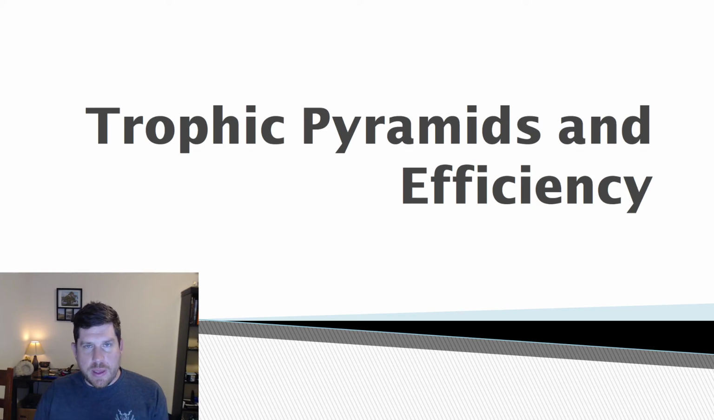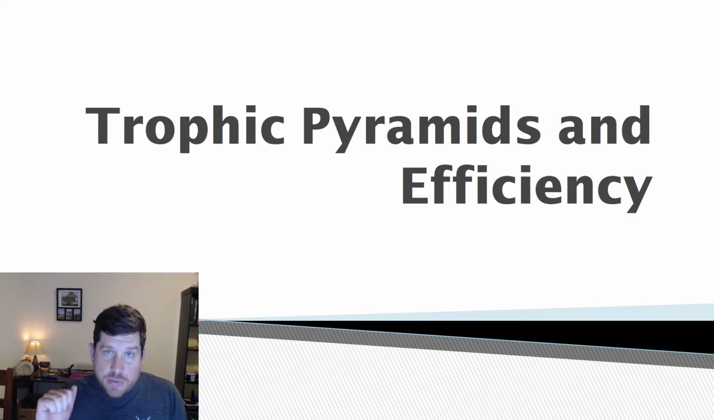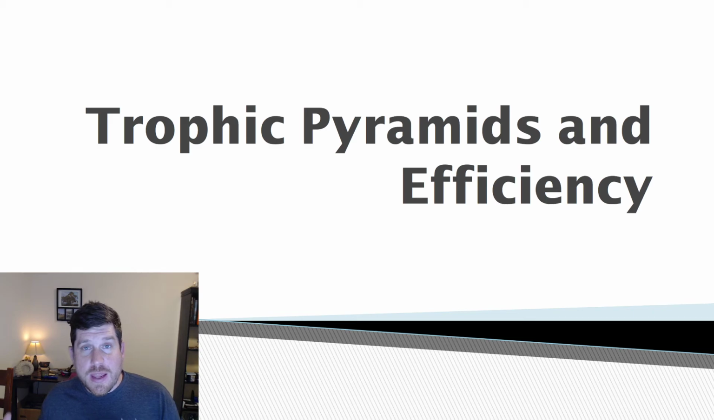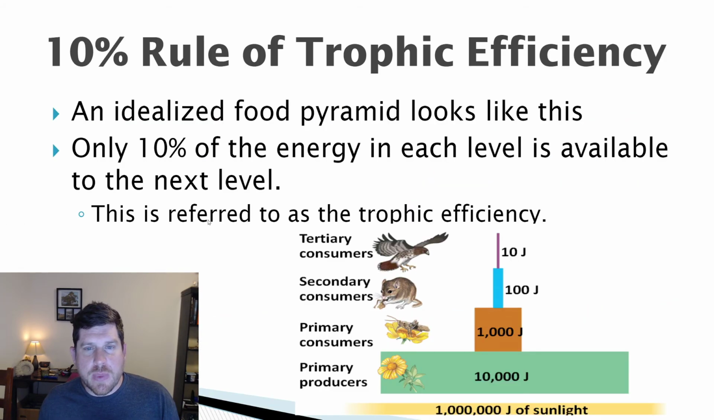Hey guys, another way to illustrate the flow of energy in an ecosystem is to talk about something called a trophic pyramid. So we've done food chains, we've done food webs. Now we're just looking at something a little bit different. Trophic pyramid is just what it suggests. It's the organisms arranged in a pyramid in any given ecosystem.